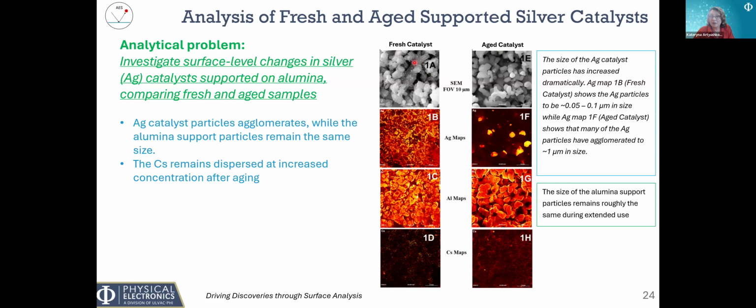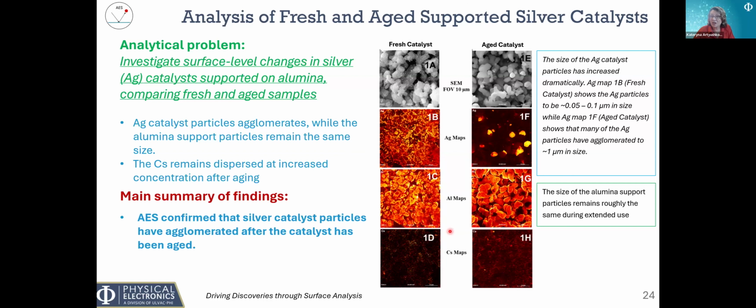We can see that initially we have lots of small particles that are also seen in the SEM images, and after testing, these particles grow significantly in size, almost to 1 micron. So silver is being agglomerated. The support doesn't seem to show a lot of change. It stays pretty similar in terms of size distribution. The cesium distribution is pretty similar, but it seems to have increased in concentration. So Auger confirmed with high certainty that silver particles are agglomerated, and that was causing loss of performance in this catalyst.